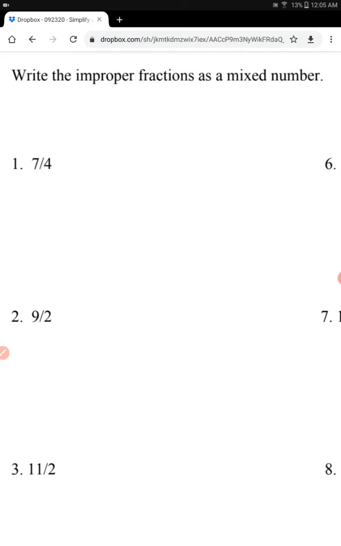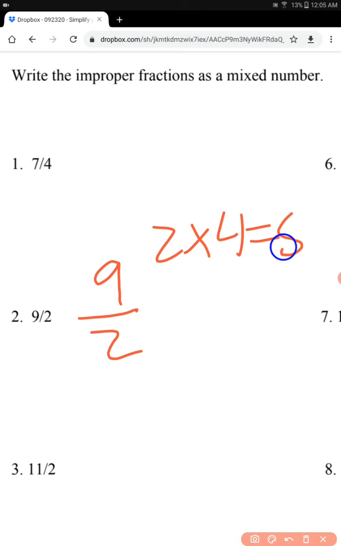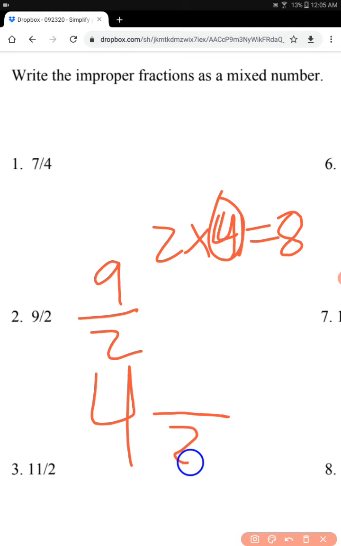Write the improper fractions as a mixed number. This is pretty easy. 9 over 2. Just see how many times 2 goes into 9. 2 goes into 9 4 times. 2 times 4 equals 8. 8 is the biggest number that fits into 9 that is a multiple of 2. So for the mixed number, the big number on the side would be 4, right here. And then the denominator does not change, so it's still 2.